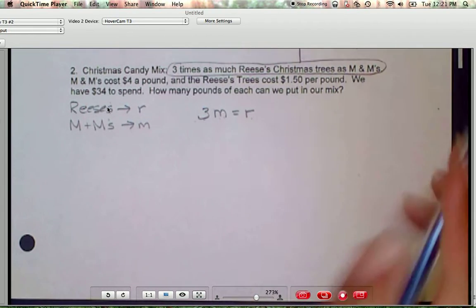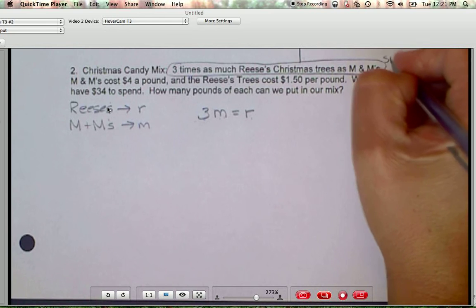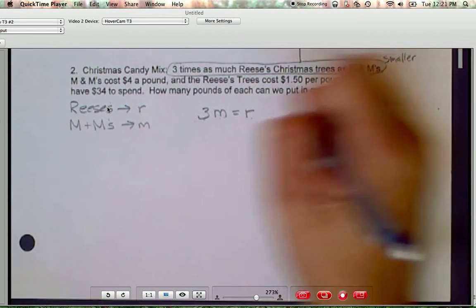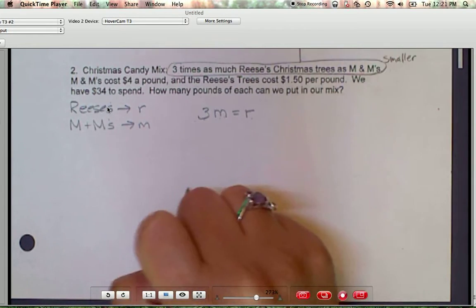That can be challenging, so always think about which one is the smaller one. And then the smaller one's the one you have to multiply by to get to the larger one.